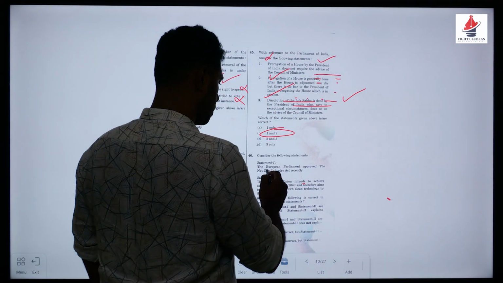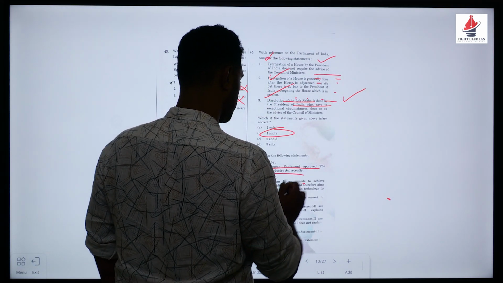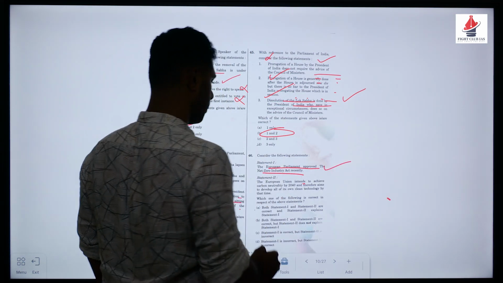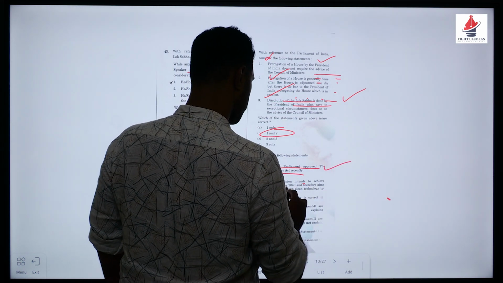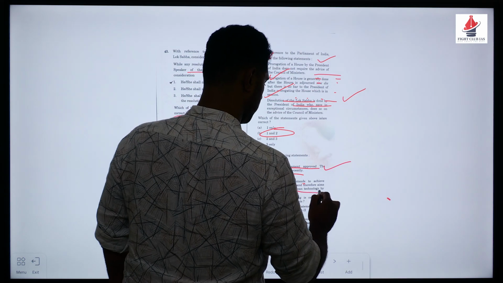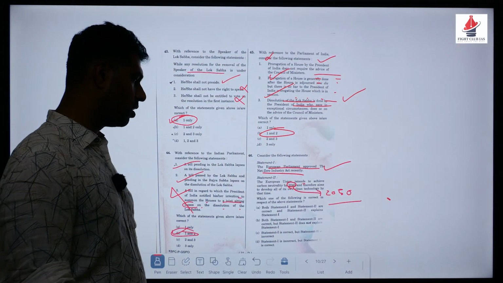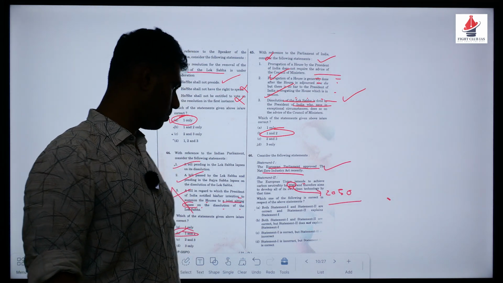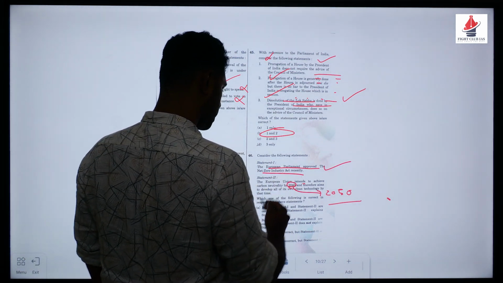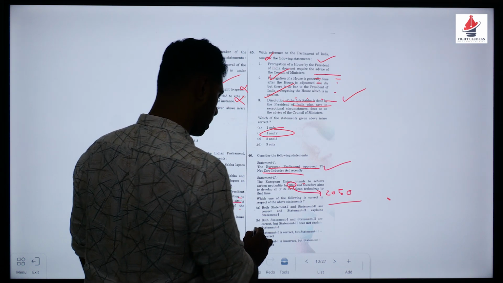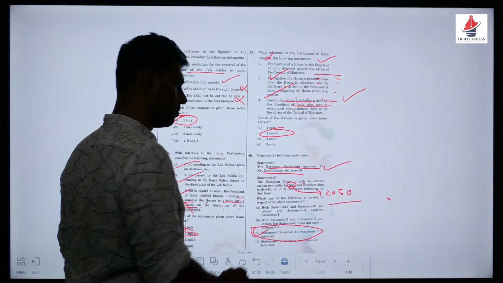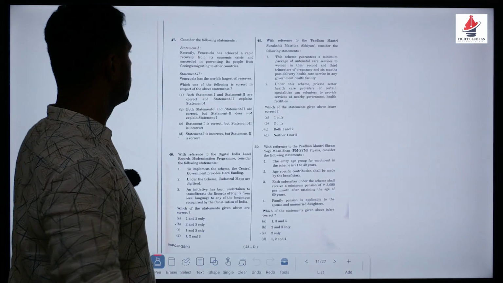Coming to the 46th question, the European Parliament approved the Net Zero Industry Act recently. This is correct. European Union intends to achieve carbon neutrality by 2050. It's not by 2040, it is by 2050, and therefore aims to develop all of its own clean technology by that time. So you find that statement 1 is correct, statement 2 is incorrect. C is your answer. Clear? Moving on to the next one.